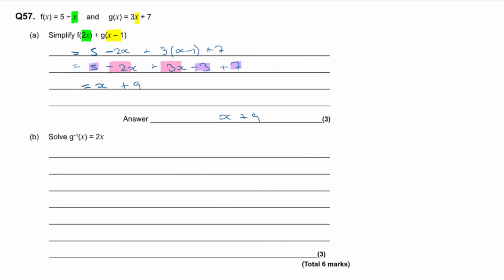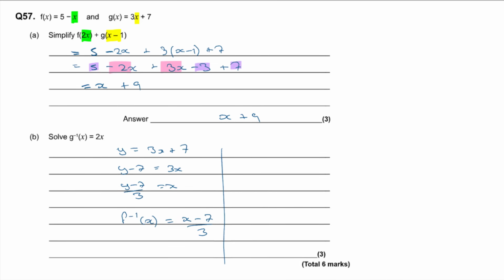And then it says solve g to the minus 1 of x is equal to 2x. So I need to know what g to the minus 1 of x is first. So we replace g of x with y. y equals 3x plus 7. Rearrange for x. So y minus 7 is equal to 3x. So x is equal to y minus 7 over 3. And then replace the notation back again: x with g to the minus 1 of x and y with x. So x minus 7 over 3. So that's my inverse function.